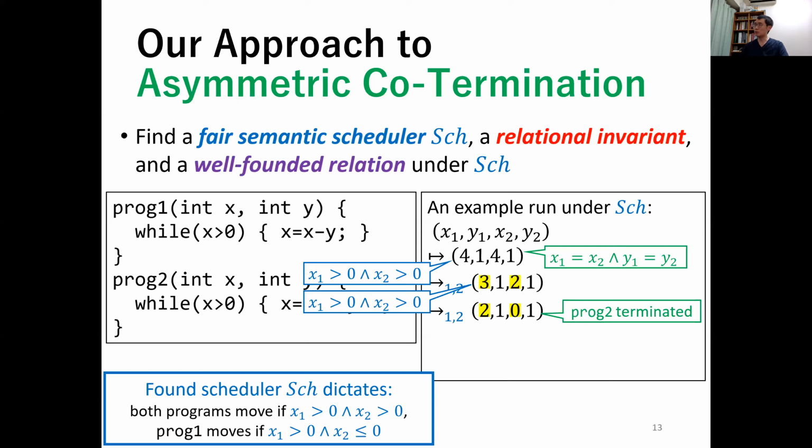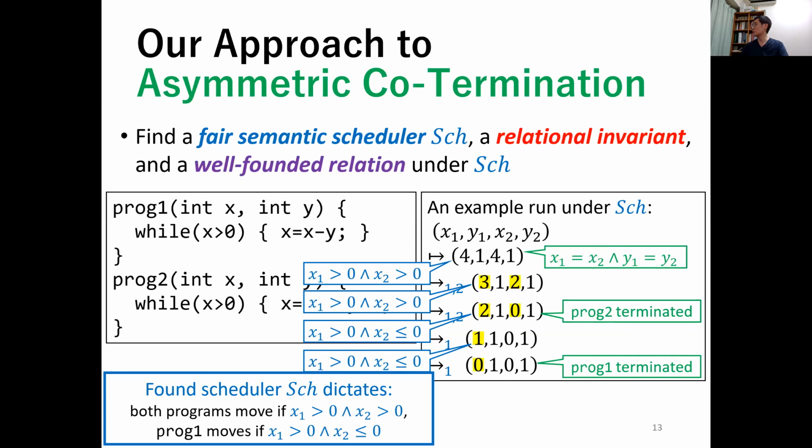And at this point, program 2 has terminated, and only the value of x in the first copy is positive. So only the first copy moves, and the state changes as follows, and both programs terminate.